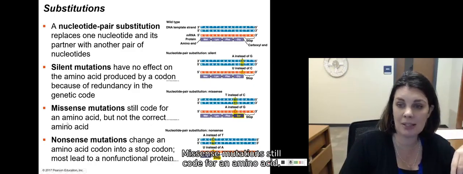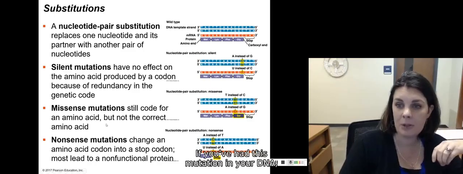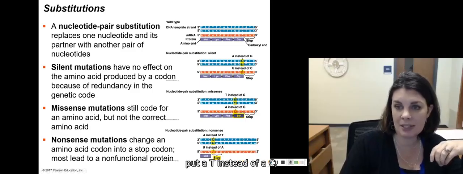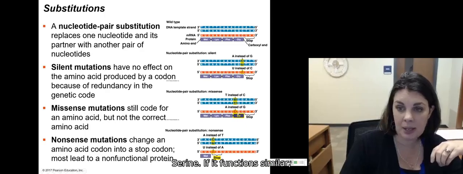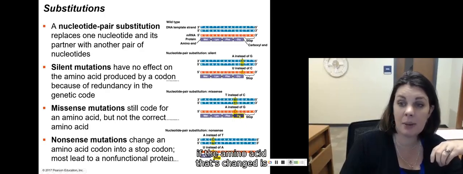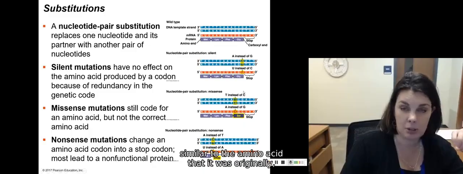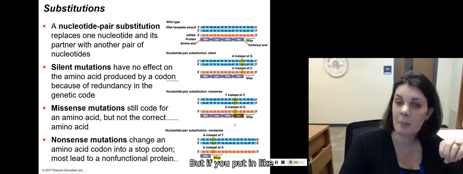Missense mutations still code for an amino acid, but they give you the wrong one. So if you had this mutation in your DNA, put a T instead of a C, you end up with AGC instead of GGC. You have serine. So that serine, if the amino acid that's changed is similar to the amino acid that it was originally, then it might not cause a difference.